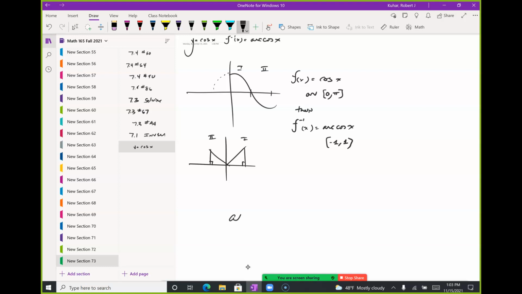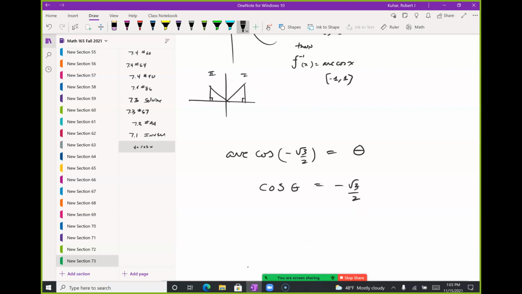So let's say I want the arc cos of minus rad 3 over 2. And I don't know what that answer is, but I know that the inverse trigs are going to give me an angle, theta. But I don't want to think in terms of an inverse trig. I want to think in terms of a trig. So I'm going to take the cosine of both sides, and I end up getting cos of theta is minus rad 3 over 2. And then I'm thinking, what's my reference angle?